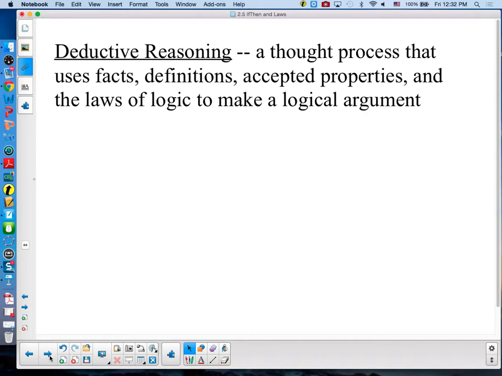Laws of logic means laws to correct thinking. So are there laws to how you should think? Well, technically, there are. There are correct sequences of thoughts and there's incorrect. We're going to talk about the law of detachment, the law of syllogism, and the law of contrapositive. If you don't follow one of those laws, your thinking is not valid. It's not supported logically.